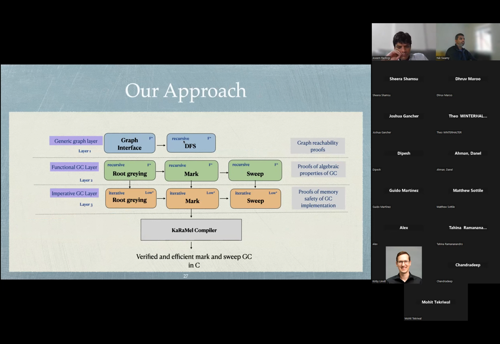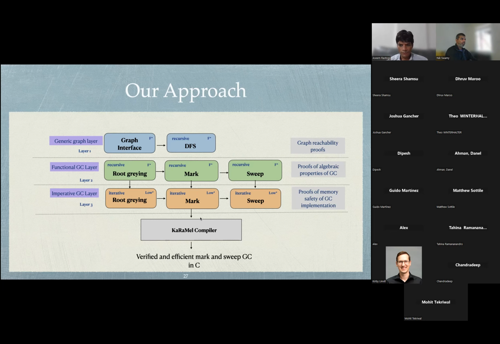The first layer, the DFS layer, only focuses on the graph reachability proofs. The final layer is implemented in Low star. The same root graying, mark, and sweep are implemented, but here they are iterative functions. The focus of this layer is to prove the output equivalence between F star and Low star functions: root graying in Low star is equal to root graying in F star, mark in Low star is equal to mark in F star, like that. And finally, the Low star implementation using the Karamel compiler, we can extract to a verified efficient stop-the-world GC.